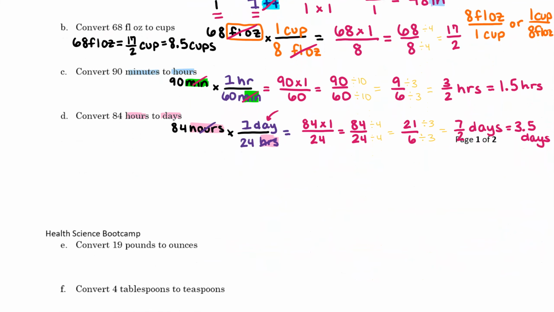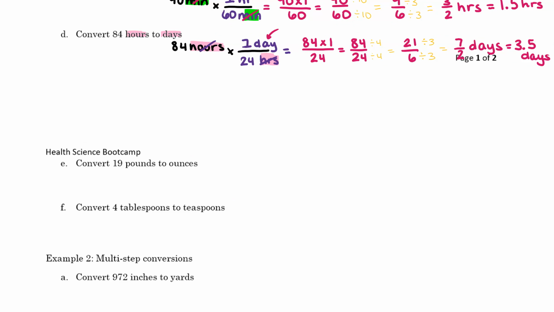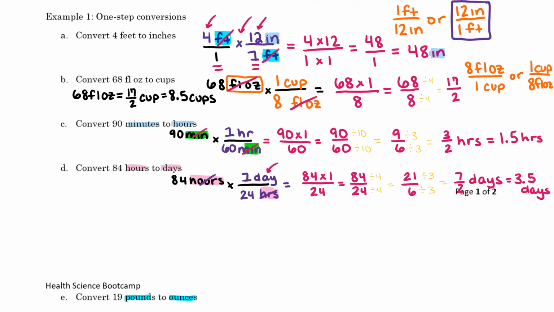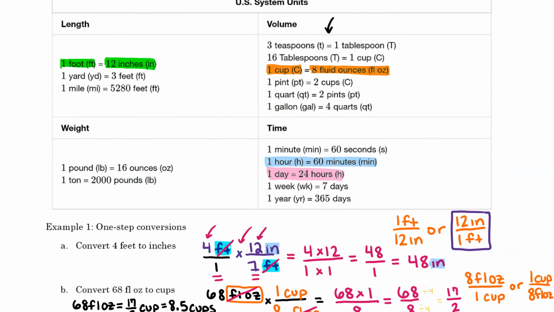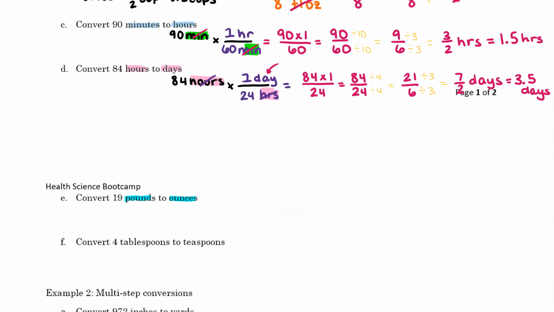Okay, let's try some more. Let's convert 19 pounds to ounces. 19 pounds to ounces. So I'm going to go back to my chart, and I'm going to find weight because pounds and ounces. So 1 pound is the same as 16 ounces, and that's the conversion that I'm going to use.